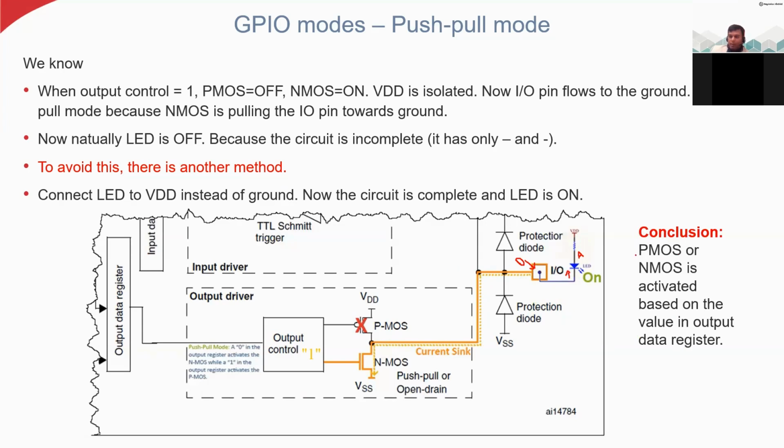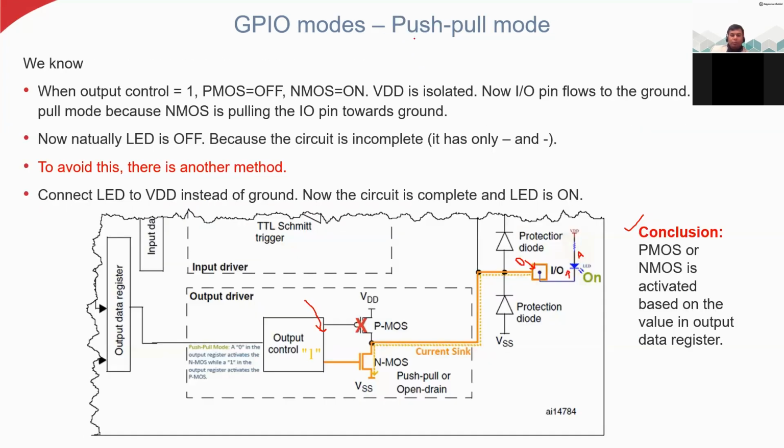Okay, here is the conclusion: PMOS or NMOS is activated based on the value in the output data register. This is what I want you to remember. Whatever output comes from this output control register, we apply it, and based on this signal value, either PMOS or NMOS will be on, and then we get the signal status at the IO pin. If you want to test this IO pin, you can do so in many different ways.